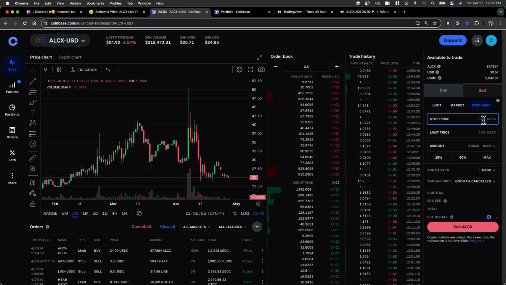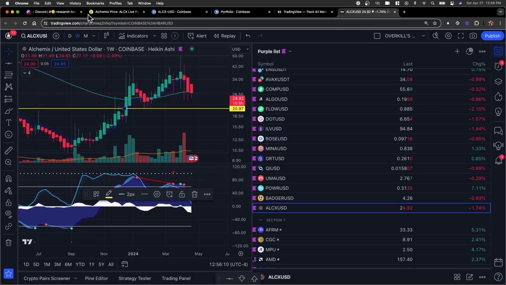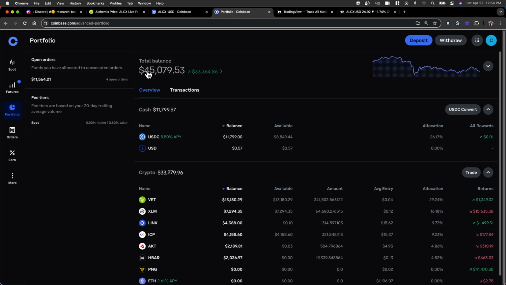So I'm going to set it at 20.70. And if 20.70 hits, I want the order to execute at 20.50. I want to sell my whole position. So I'm going to lose a total of about $400 on this trade, which is a little less than 1% of my portfolio if I'm wrong on this.